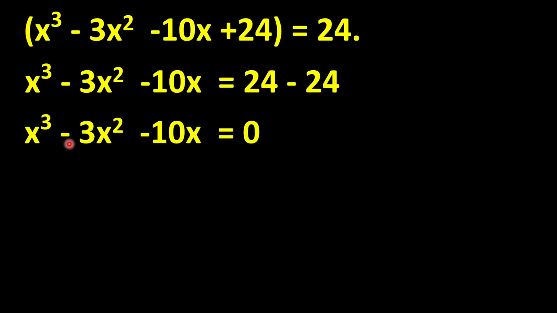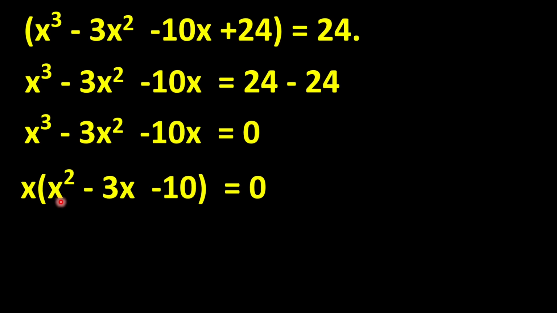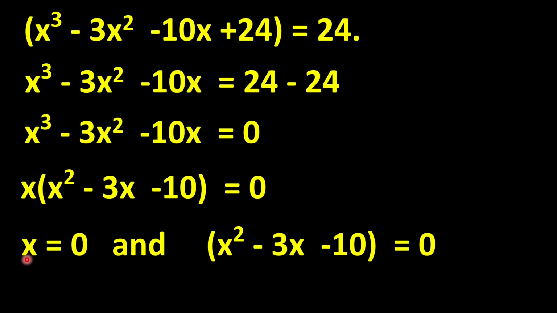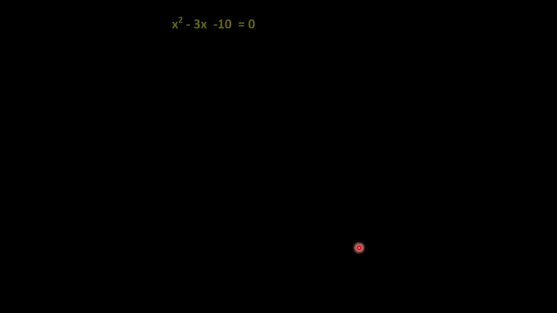So x is common in all these three terms, so we will take x as common. And now we will set x equal to 0 and the whole remaining term equal to 0. So x = 0 and x² − 3x − 10 = 0. Now we have one value of x, which is 0, and we will try to find other values from this quadratic equation.